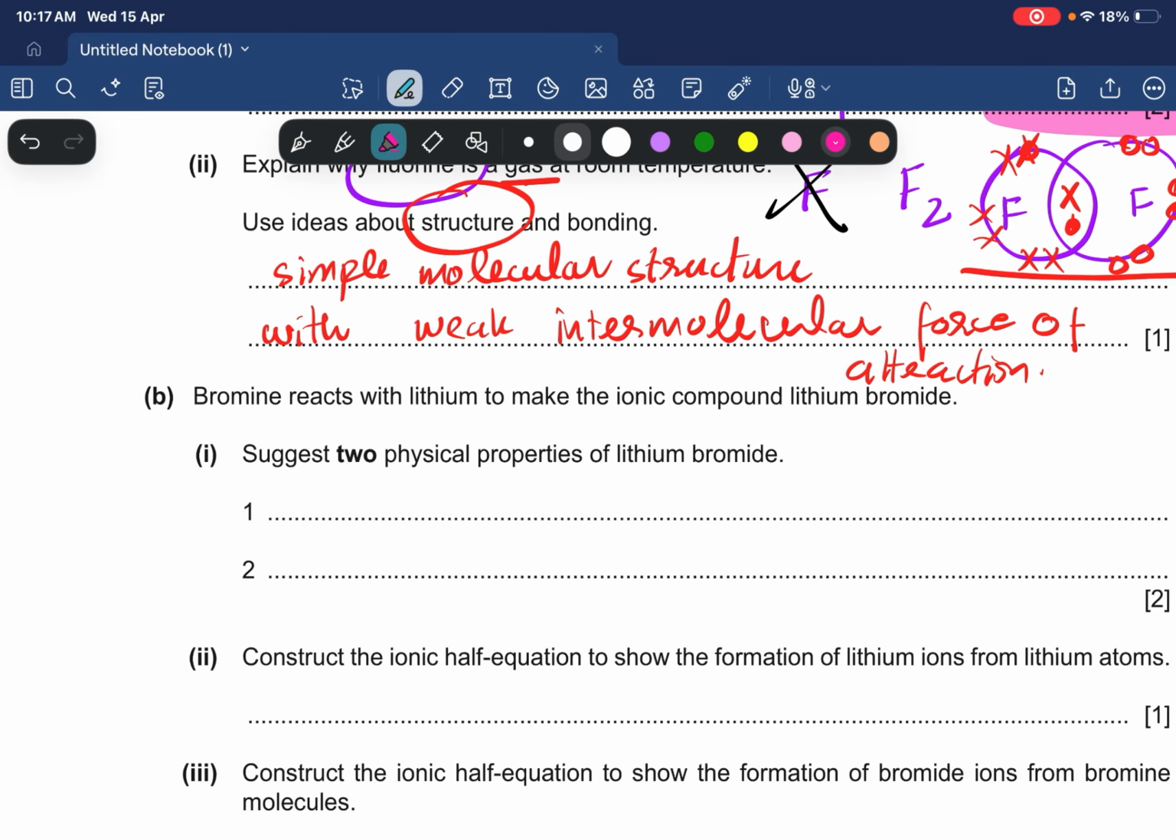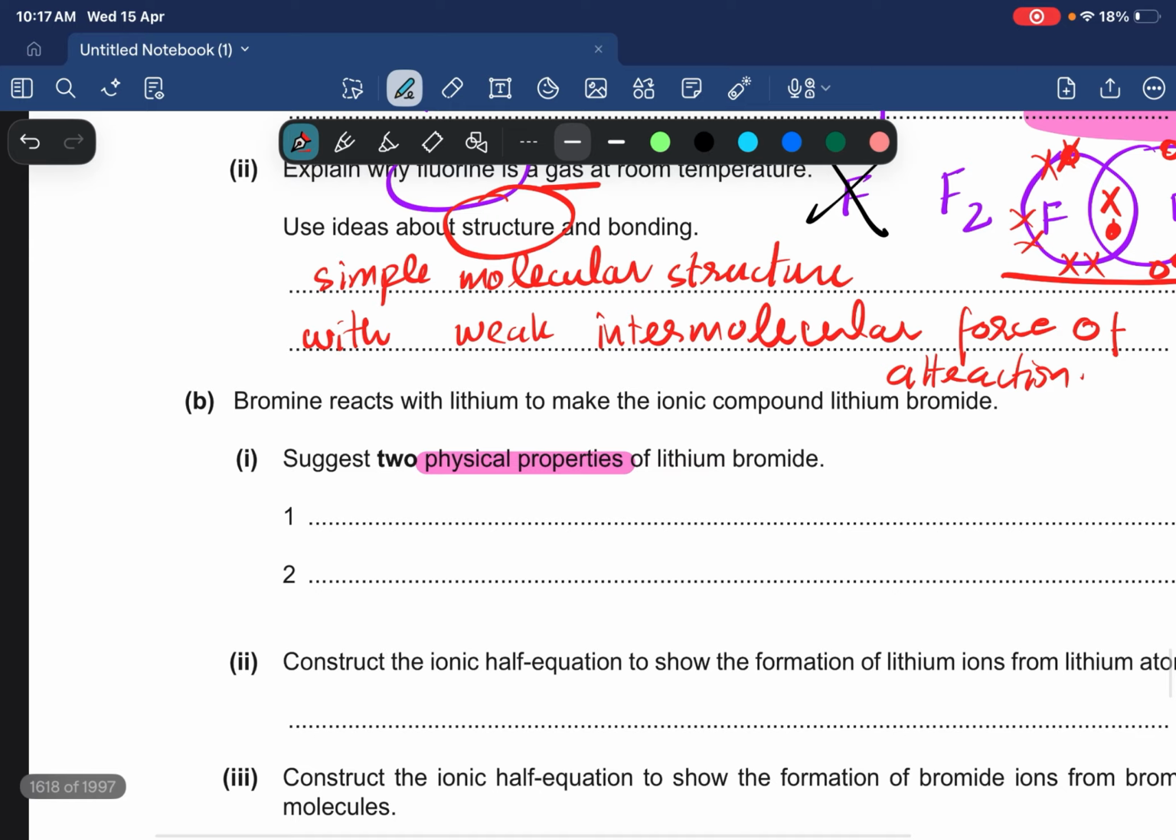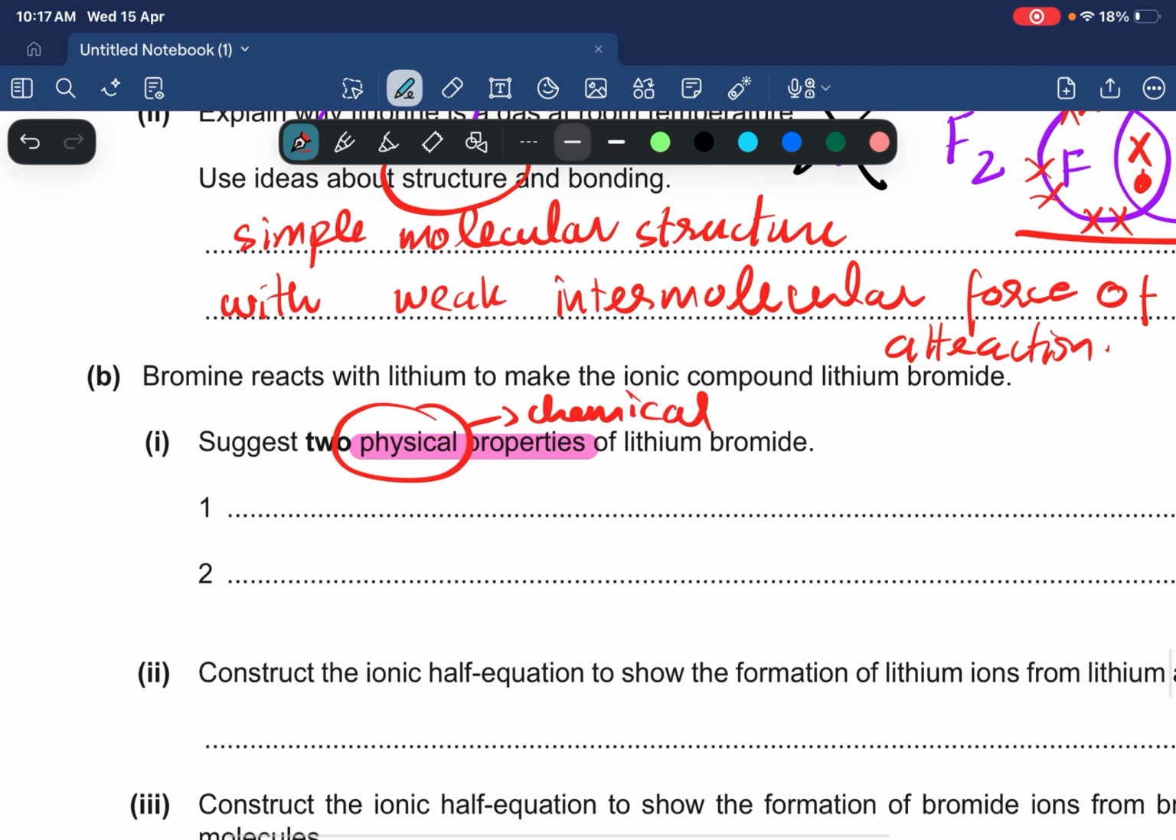Over here I'd like to tell you guys about a very important word, which is physical properties. There's a difference between the physical properties and the chemical properties of a substance. Physical means something you can see, like electrical conduction, like high melting and boiling point, like high density. These are physical properties. And chemical properties are oxidation states, and those that include the electrons and structures. So physical properties of lithium bromide.